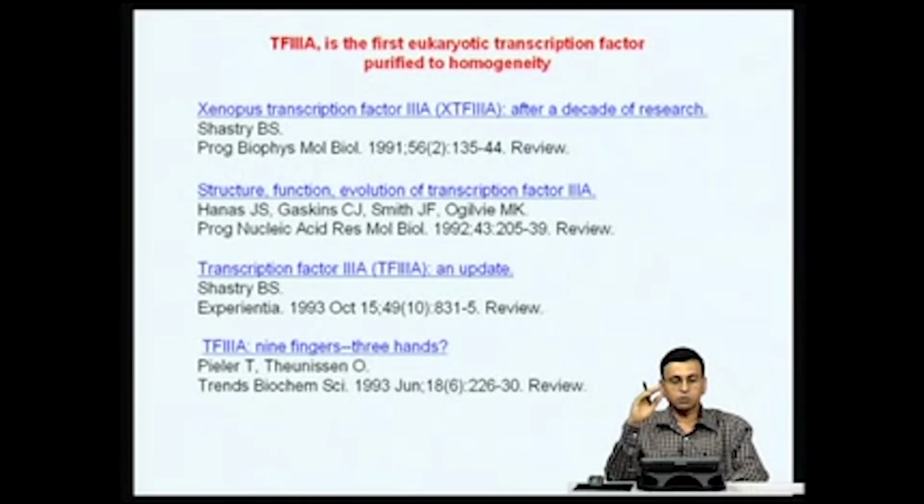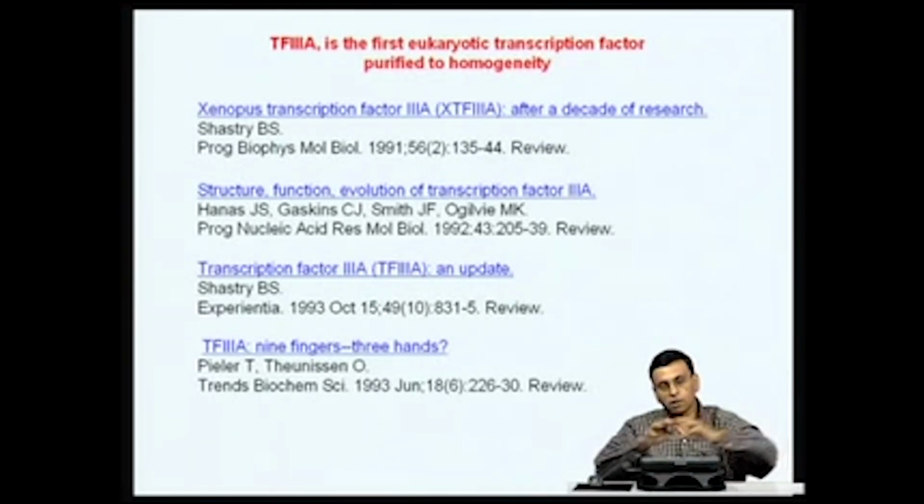In fact, TF3A is one of the first eukaryotic transcription factors purified to homogeneity, and there are a number of reviews. I listed here a number of review articles from the early and late 1990s which discuss the discovery and various structural and functional aspects of TF3A. You have to refer to some of these articles if you want to learn more about TF3A. It is a very interesting protein, and how it binds to the internal control region allows RNA polymerase to go through.